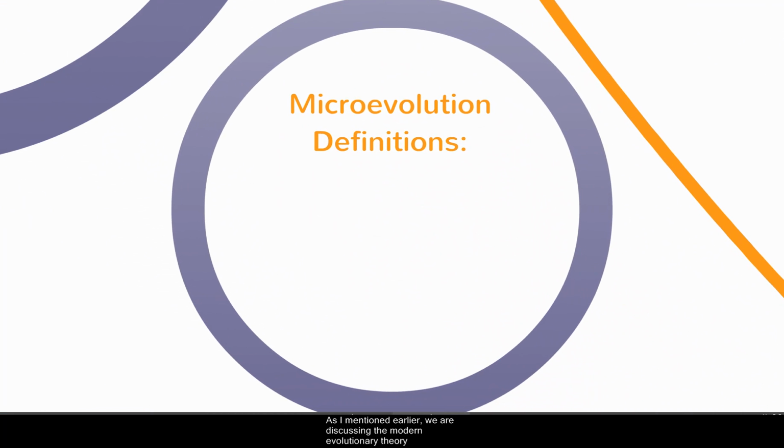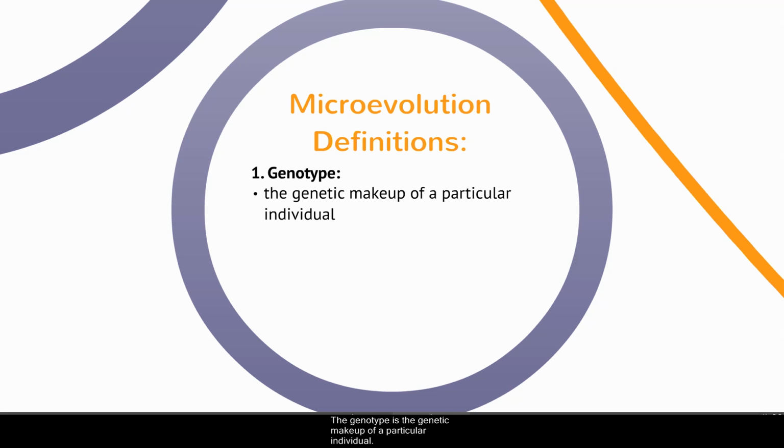As I mentioned earlier, we are discussing the modern evolutionary theory, and that involves modern genetics. These are terms that Darwin and Wallace didn't have at their disposal, and I need to give you some quick background on those items. We will learn a lot more about the genetics later in the class, but for now I want to go through some basic definitions. So the genotype is the genetic makeup of a particular individual.